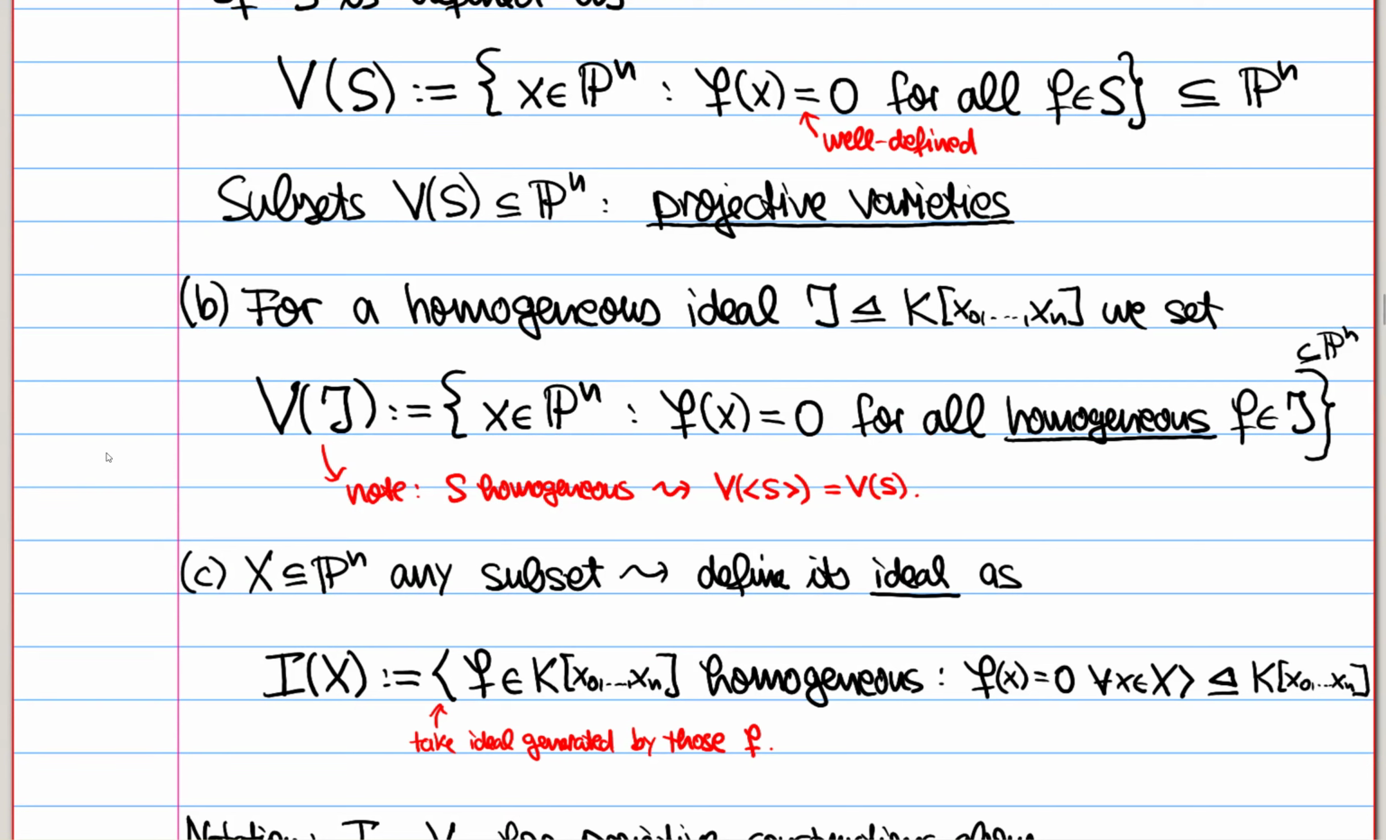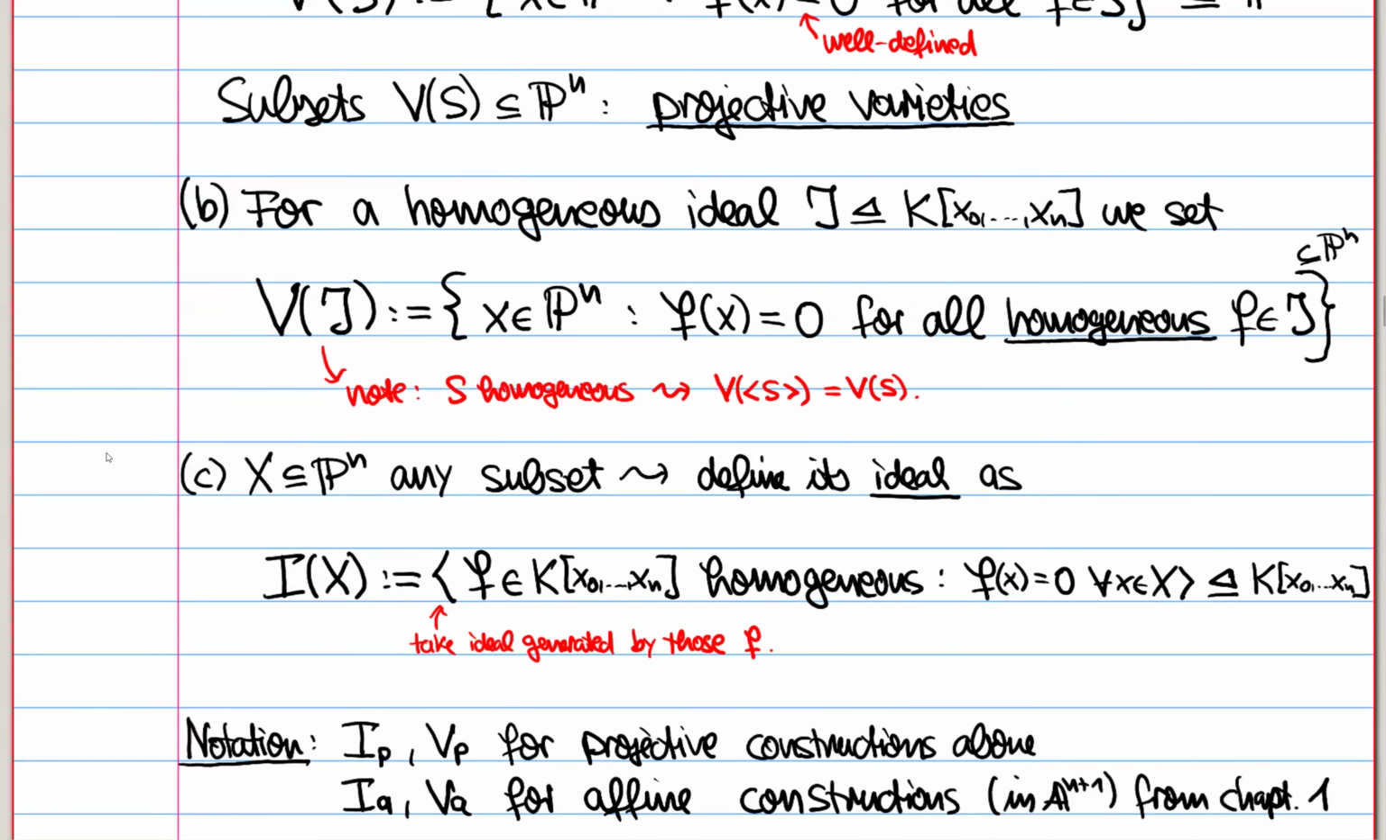And then we had these two operations before for affine varieties, the vanishing locus and the ideal. And so we can also define what the ideal of any subset of projective space is. And it is just defined now as the ideal generated by all homogeneous polynomials vanishing on this set.